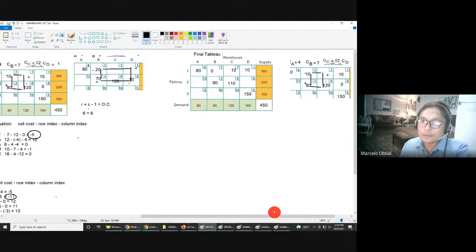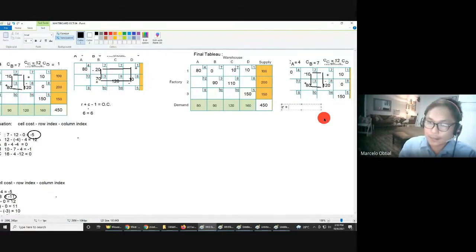Okay, let's do the evaluation. So R plus C minus 1, is it equal to the occupied cells? There are 3 rows plus 4 columns, so that's 7 minus 1. That will give you 6. Okay, let's count the occupied cells. 1, 2, 3, 4, 5, 6. Except 0. That's considered empty actually. Okay. So you don't need to degenerate.